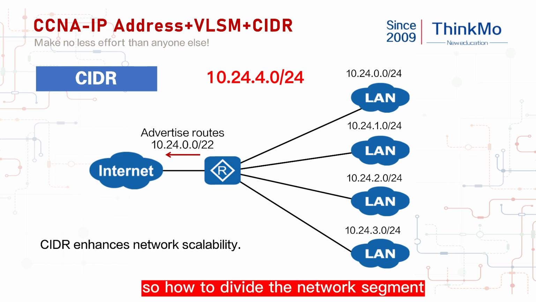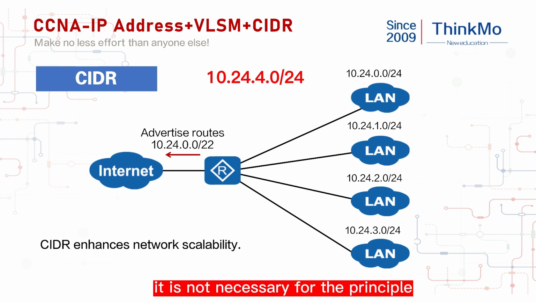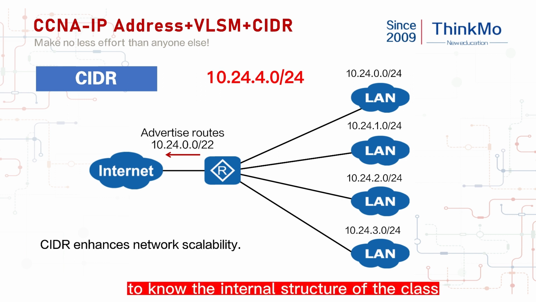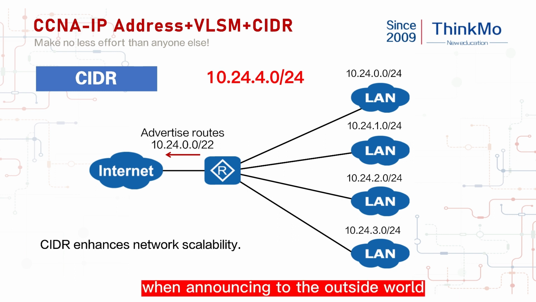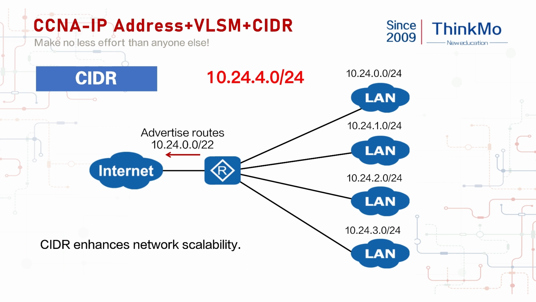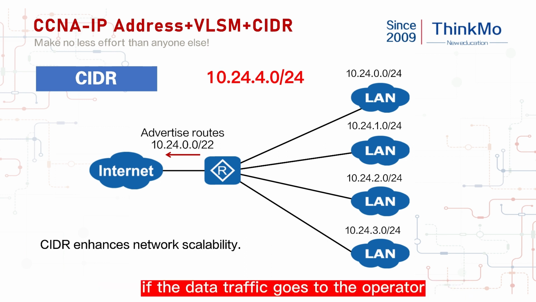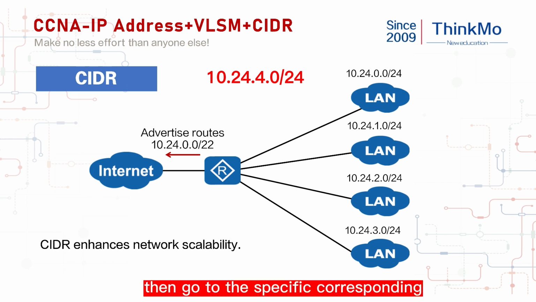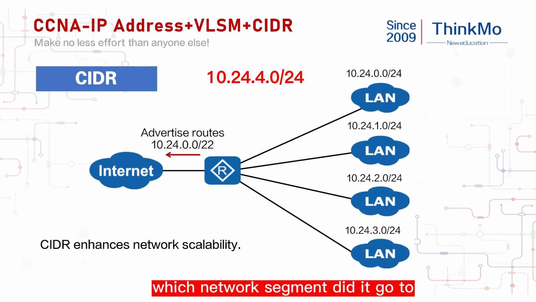So how do we divide the network segment? Within the class, the principal doesn't care. It is not necessary for the principal to know the internal structure of the class. CIDR is used here, when announcing to the outside world. Announce the most general information. If the data traffic goes to the operator, then it goes to the specific corresponding network segment.